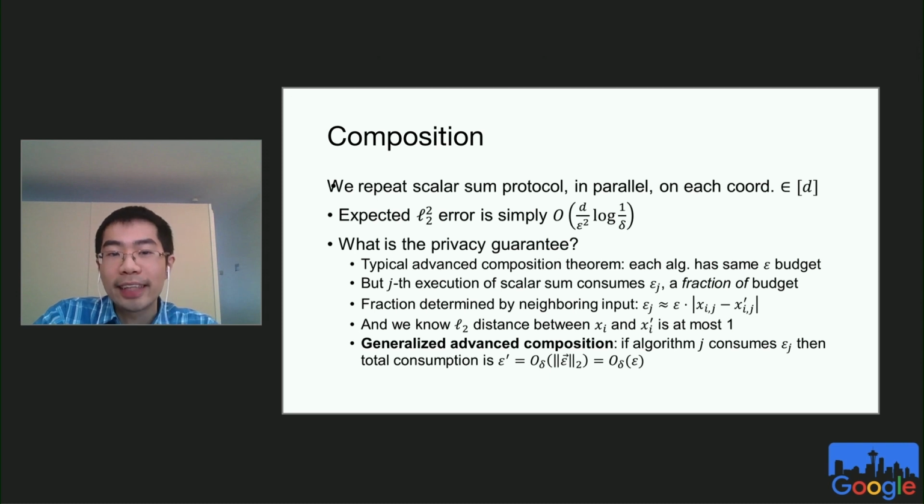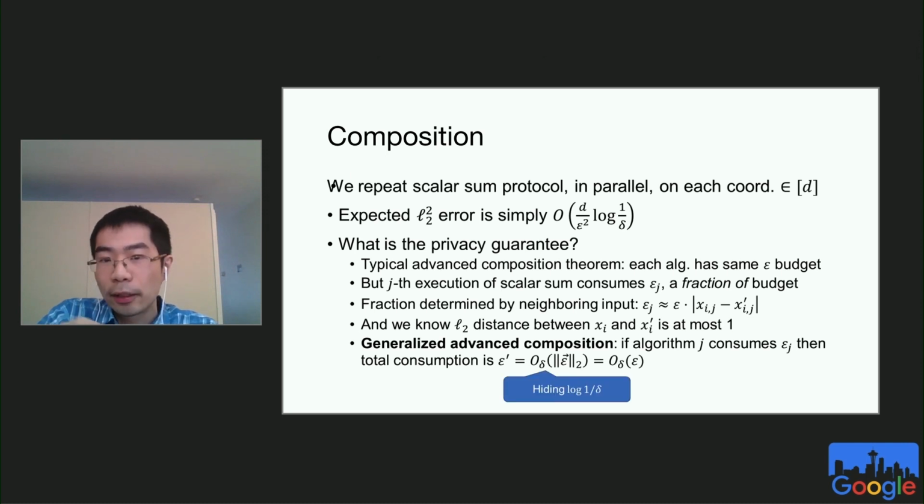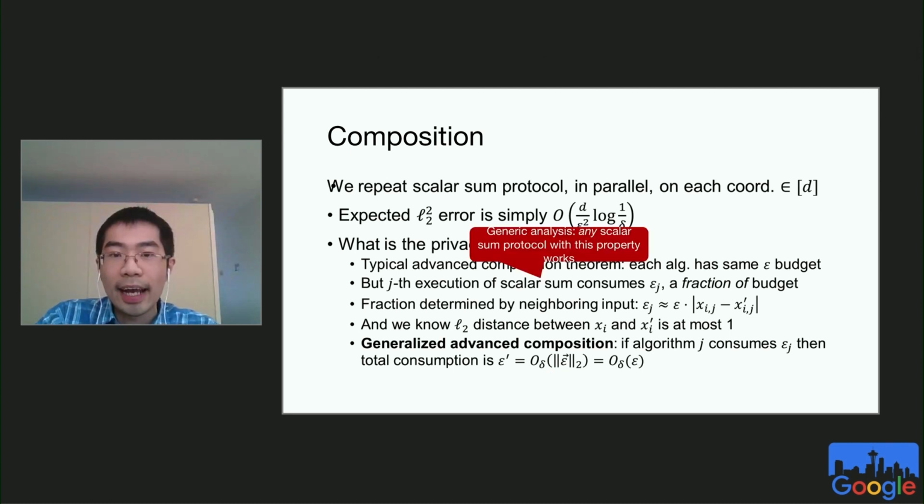Another thing to note is that the L2 distance between the inputs is at most 1. Our generalized advanced composition theorem says that if you consume only epsilon sub j for algorithm j, then the total consumption is just the L2 norm of the consumption vector, and that turns out to be just epsilon. Next. And the little delta just hides a log 1 over delta term. Next. This is a generic analysis: for any scalar sum protocol, this special consumption property works. Actually, it's not that special. You can think of Laplace as also having this property.